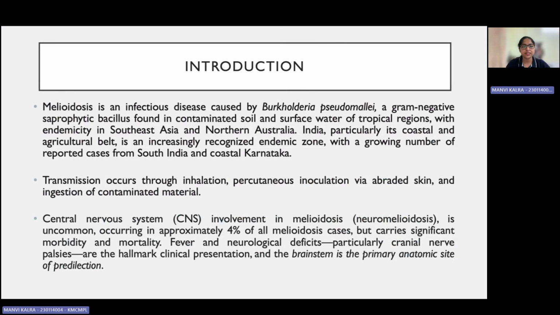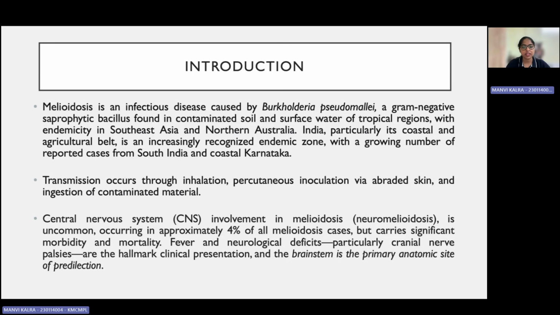My topic for today is diverse neuro-radiological phases of melioidosis, a case series. Melioidosis is an infectious disease caused by Burkholderia pseudomallei, a gram-negative saprophytic bacillus found in contaminated soil and surface water of tropical regions, with endemicity in Southeast Asia and Northern Australia. India, particularly its coastal and agricultural belt, is an increasingly recognized endemic zone with a growing number of reported cases from South India and coastal Karnataka.